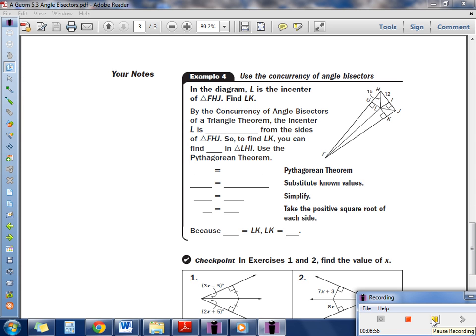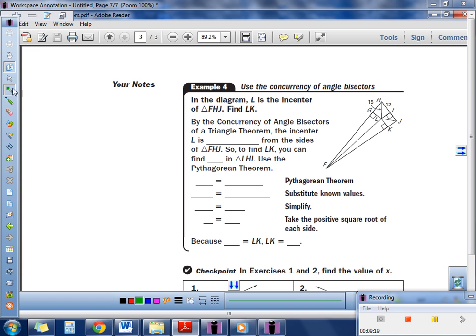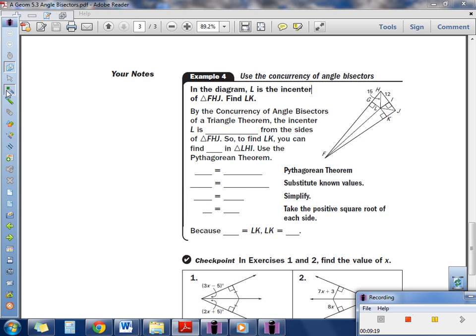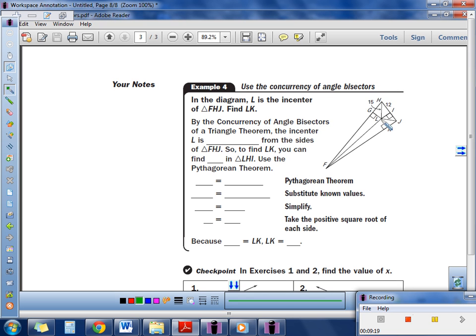Example 4 is a little bit more challenging. It wants you to think in a different way. On this one it says L is the incenter of FHG. Well, if it's the incenter, an incenter is created by what special segments? Angle bisectors. So incenter, angle bisectors. And it tells you that right here also. Angle bisectors, there's the incenter. They always go together. What it wants you to do, though, is it wants you to find LK. So I'm going to highlight LK. It's right here. That green piece.